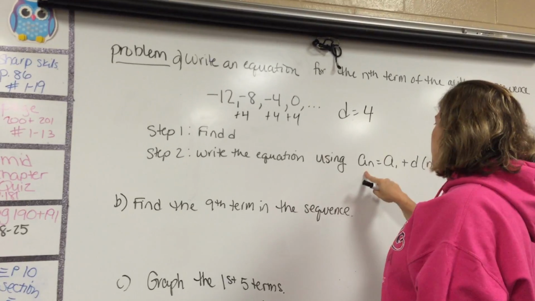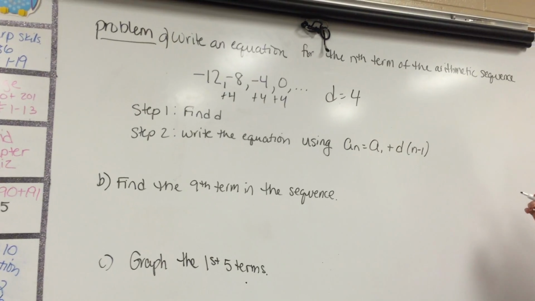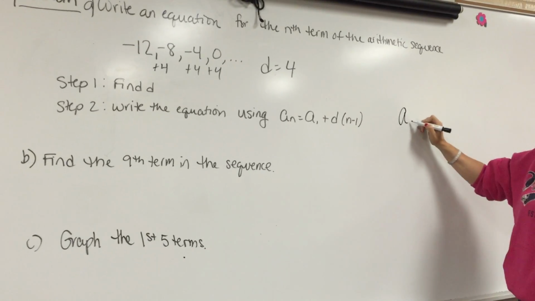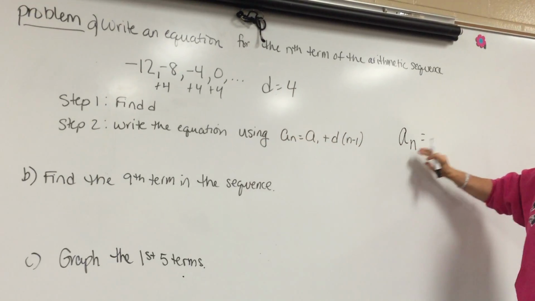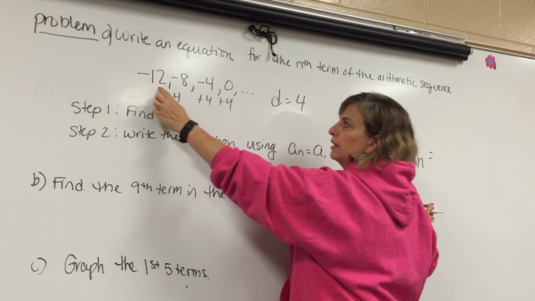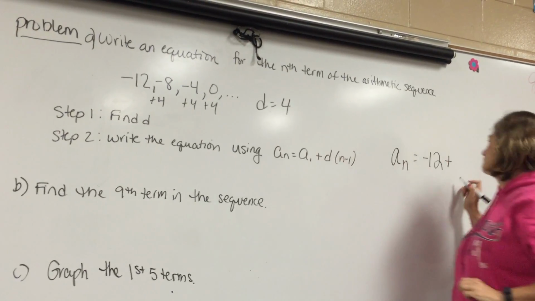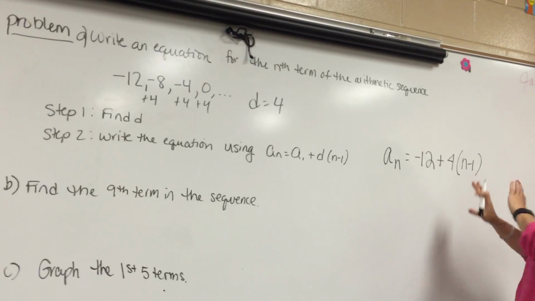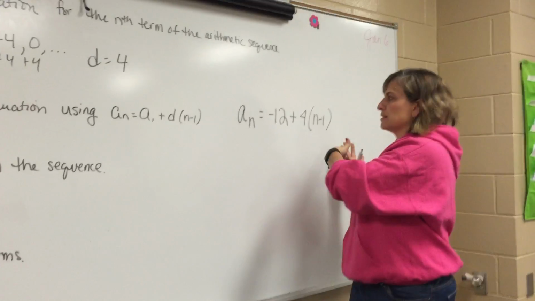Write the equation using a sub n equals a sub 1 plus d times n minus 1. Okay, so we're looking for the nth term. We don't know what that term is, but we want just a general formula for this particular problem. So my a sub n is going to equal a sub 1. Which one's a sub 1? You go to the first term, negative 12. So it's going to be negative 12 plus d, 4, times n minus 1. Now in this case, I'm just going to have a general formula. I don't know what n is yet. But I want some type of formula that I can plug anything for n in and still figure it out.